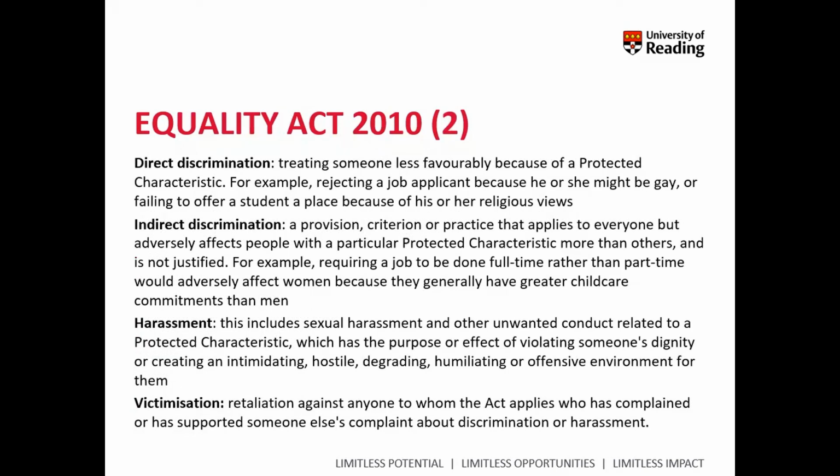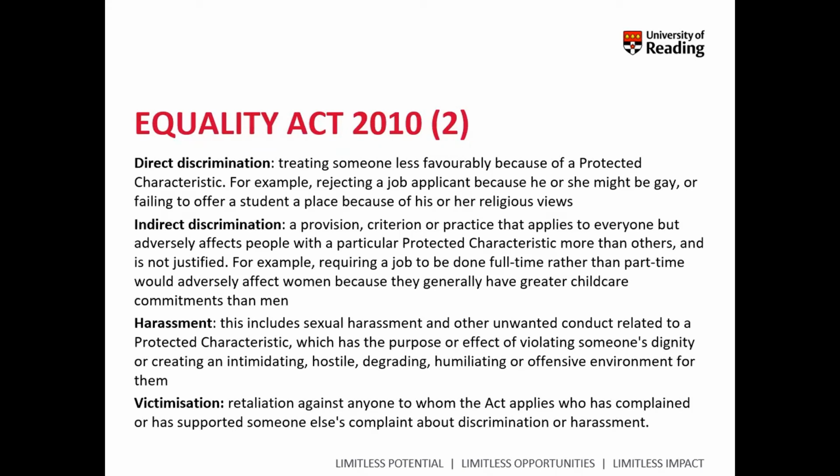And some key terminology you need to be aware of. So discrimination comes primarily as direct and indirect. Direct discrimination is where you treat somebody less favorably because of a protected characteristic. For example, rejecting a job applicant because he or she might be gay, or failing to offer a student a place because of his or her religious views. Or another example is not giving somebody an interview or rejecting them because of their age. So they might be quite older, so you cannot discriminate based on age.